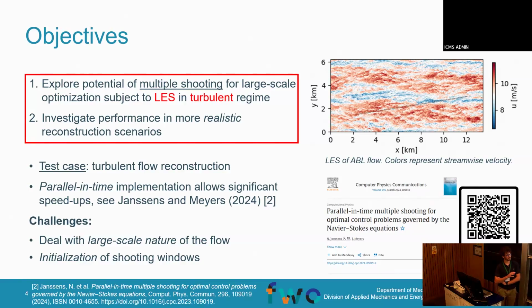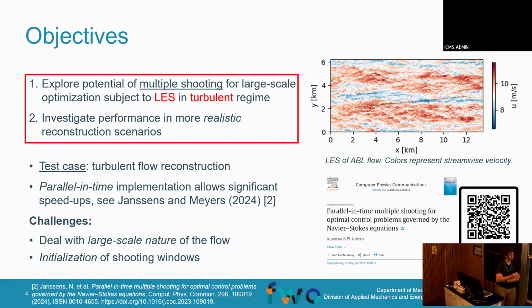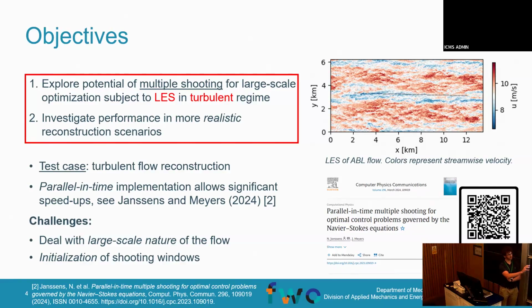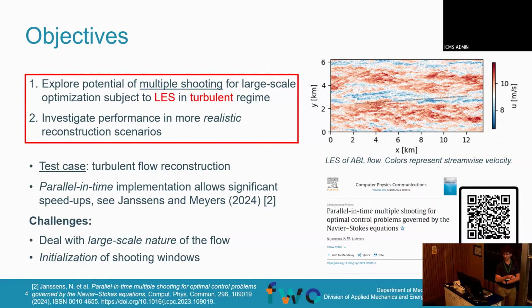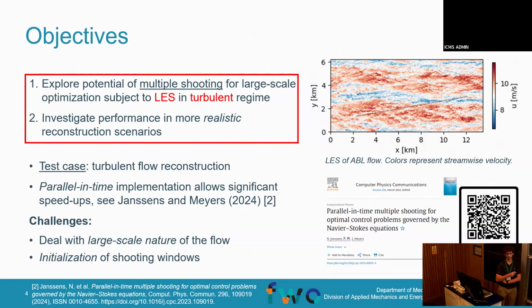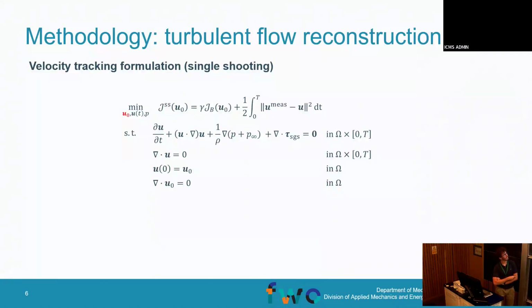For this presentation, you will not see fancy tables, fancy speed-up plots, parallel efficiencies, and so on. Those are all included in the publication, so if you're interested, have a look there. Here, I will really talk about applying the multiple shooting algorithm for this application and the issues that we may encounter when doing so. So let's dive into it. First of all, the methodology. I will first explain what such a turbulent flow reconstruction problem is, and then in the future slides, I will also explain how we can use multiple shooting to solve it.